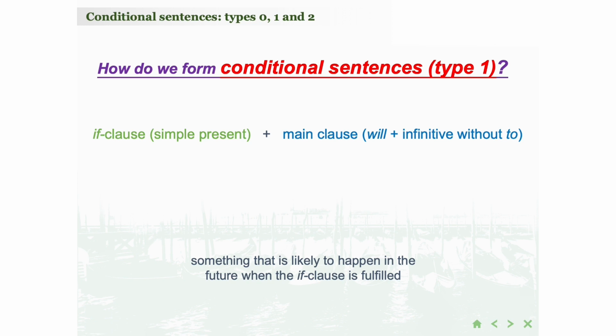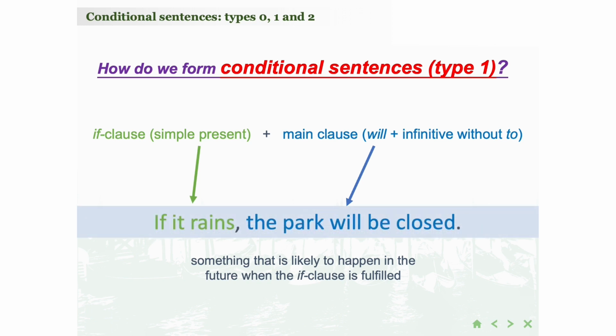We use the first conditional to describe something that is likely to happen in the future when the if clause is fulfilled. Here is an example. If it rains, the park will be closed. This sentence means that if there is rain, then it is likely that the park will be closed.